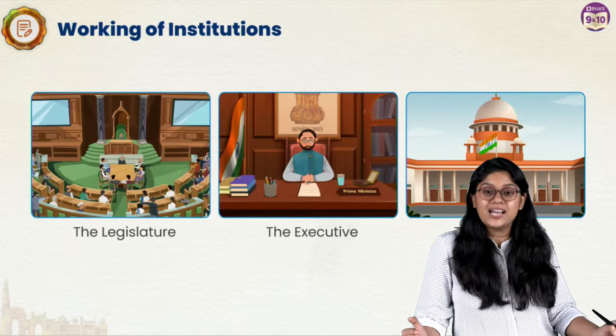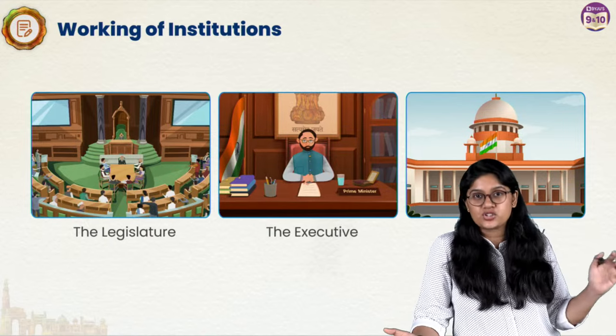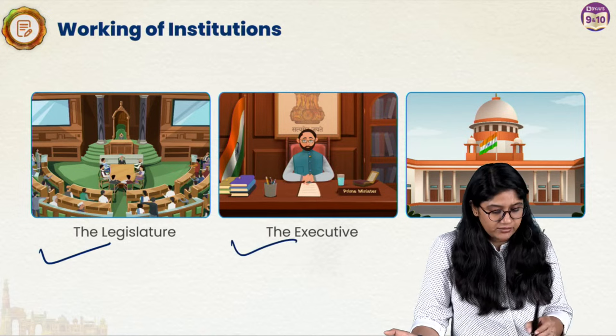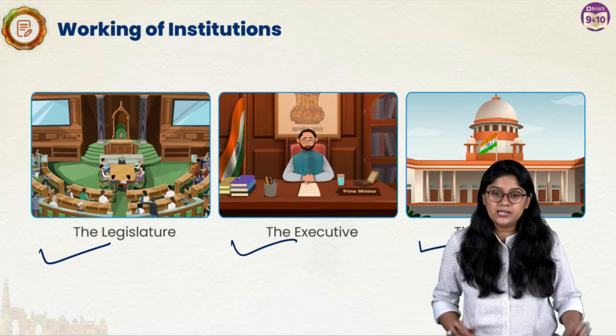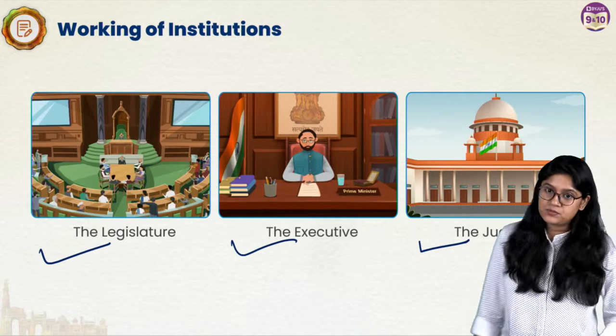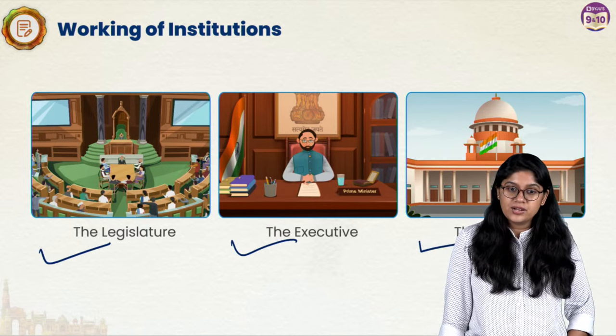So everyone, with that, we can say that we have three major institutions: the legislature, the executive, and the judiciary. The executive are the ones who will be making sure the things need to be followed, like the Prime Minister and the civil servants. Clear, everyone?